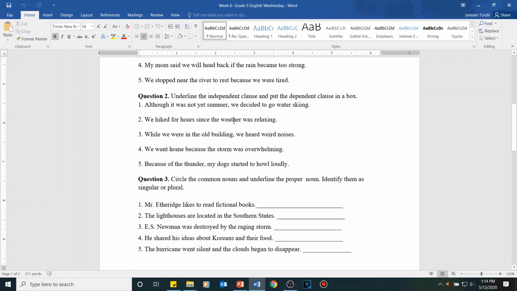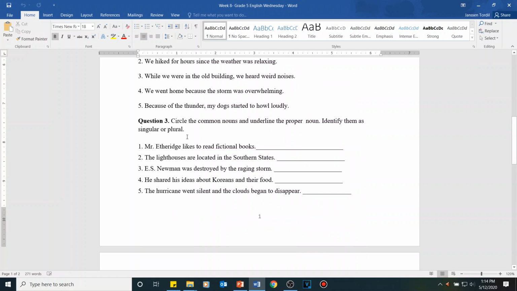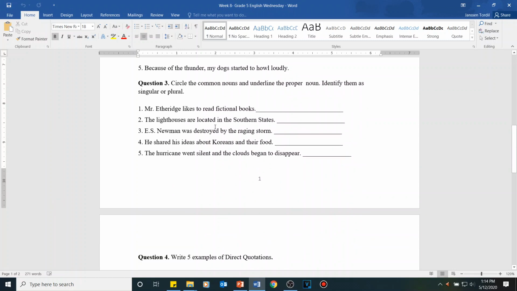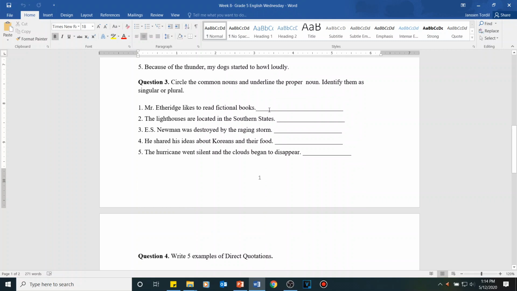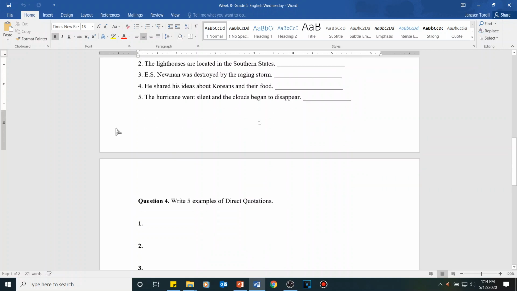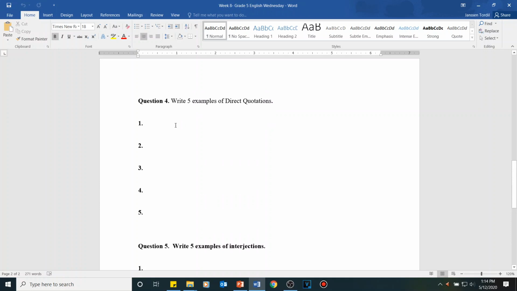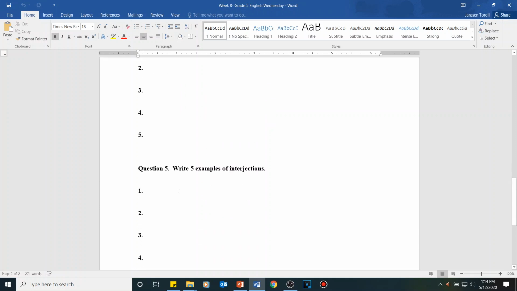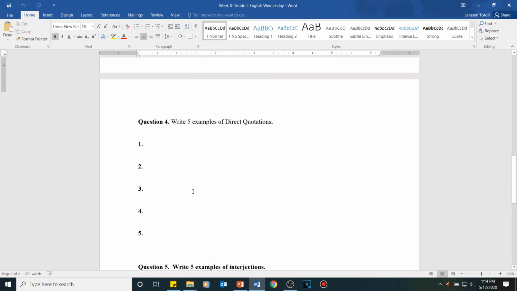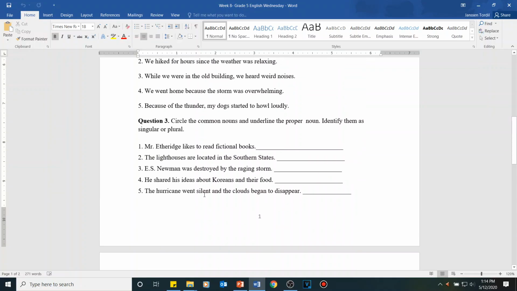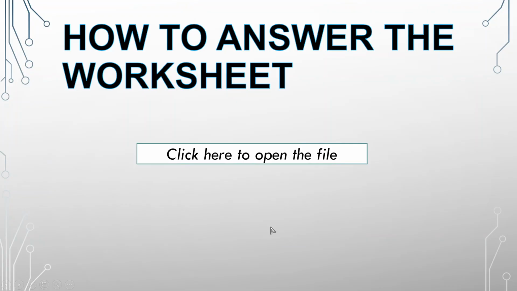For question number 2, you're going to find the independent clause and the dependent clause. For question number 3, you're going to find the common nouns and the proper nouns and identify them as singular or plural. For number 4, you're going to write some examples of direct quotations. And for question number 5, you're going to write 5 examples of interjections. Like these examples are what you have done before. So that's how to answer the worksheet for today.